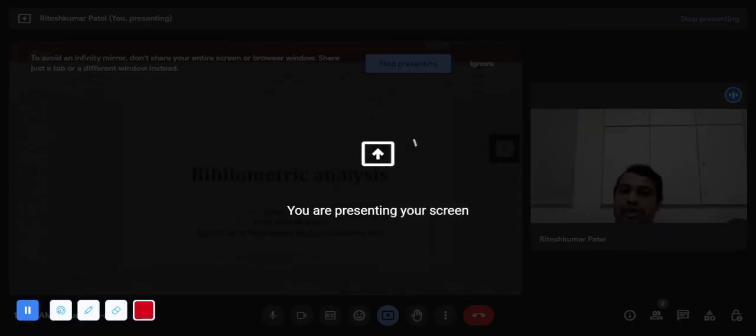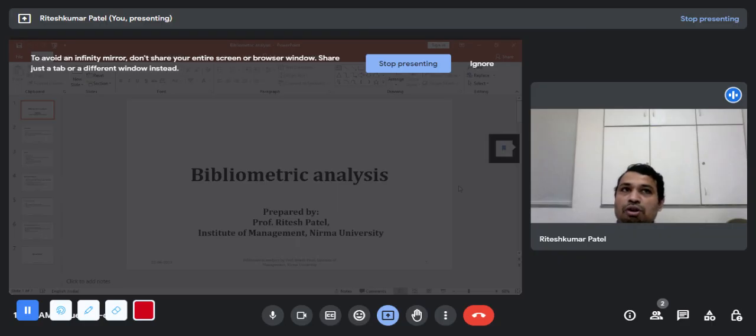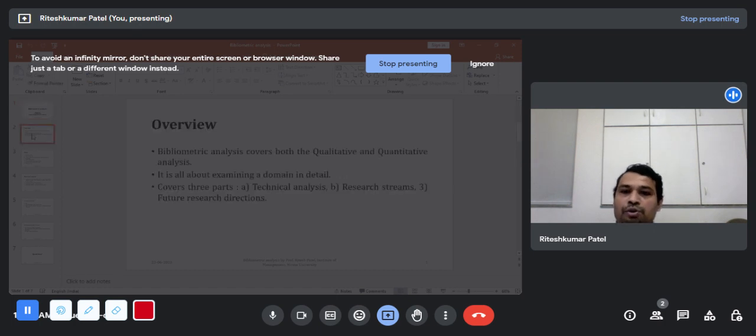Bibliometric analysis is one of the methodologies that explores a particular topic, its different streams, and proposes the different influential aspects and outcomes. So, bibliometric analysis covers both qualitative and quantitative analysis. So here you are covering both the qualitative aspect and the quantitative aspect. It is all about examining a domain in detail.